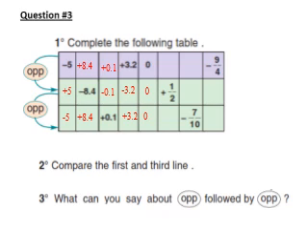Now compare the first and the third line. You can see that we have the same values, so they are equal. Now what can you say about an opposite followed by another opposite? We can say that they keep the number as it is.